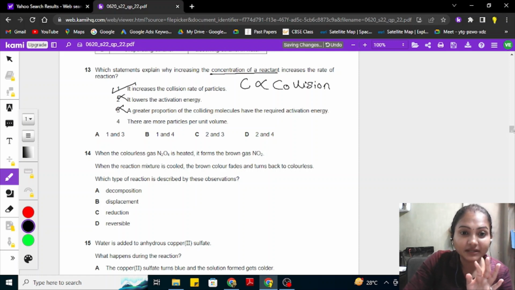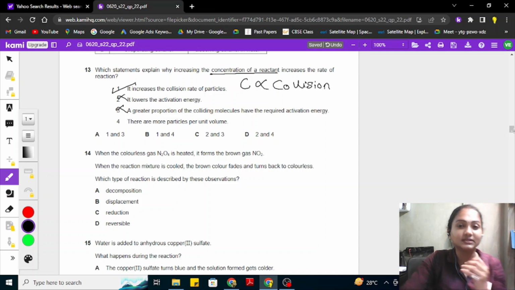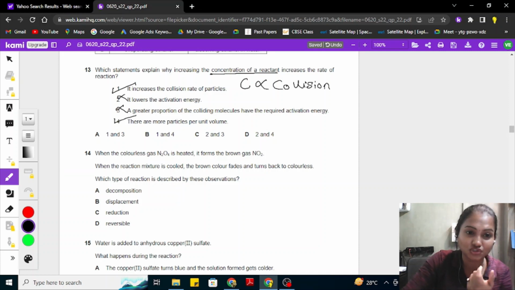There are more particles per unit volume. Yes, because they are colliding at a higher rate. The particles are coming together and colliding with each other. So this is also correct. So option number B, which has 1 and 4, is correct.